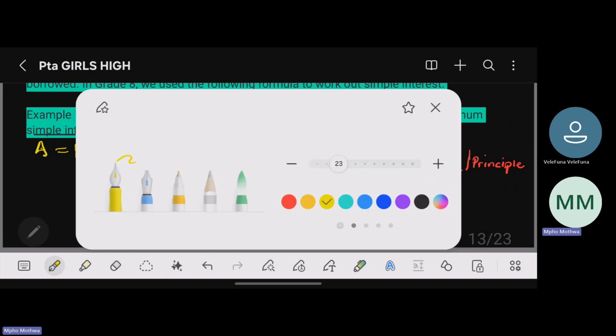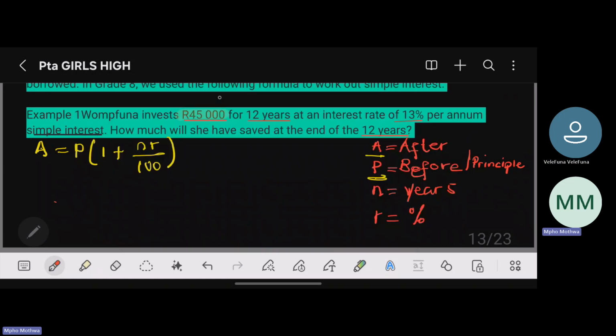It is helpful sometimes to just put a small P there. What about the 12 years that we have highlighted? It is time. Is it in a good context? Yes, because it is in years.